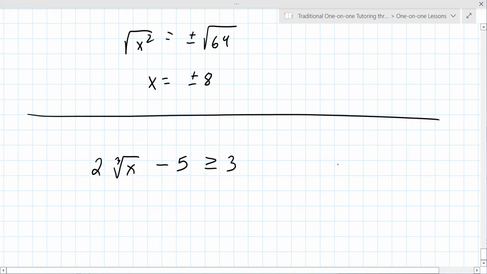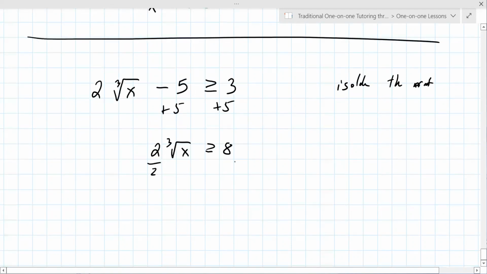So again, our goal is to isolate the root over and over again. So we're going to add 5 to both sides. 2 cube root x greater than or equal to 8. Always isolate the root, and then you divide by 2. So you have cube root of x greater than or equal to 4.